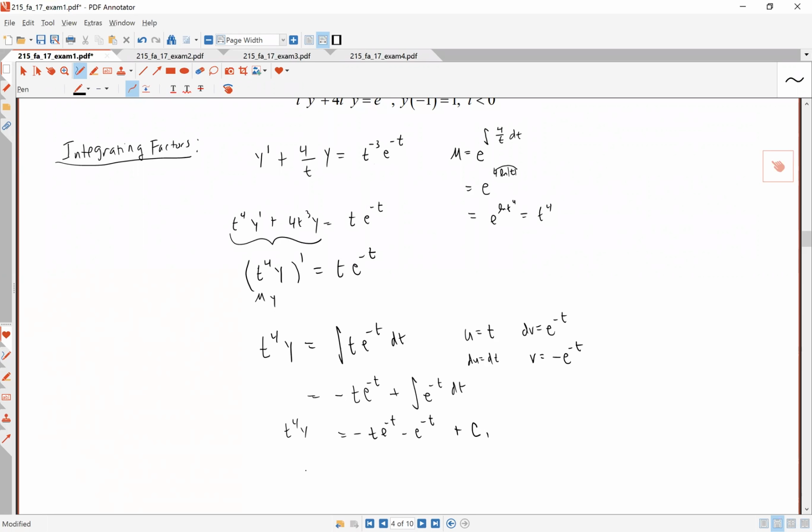We divide by t to the fourth, and we get y equals negative 1 over t cubed e to the negative t minus 1 over t to the fourth e to the negative t plus c1 over t to the fourth.